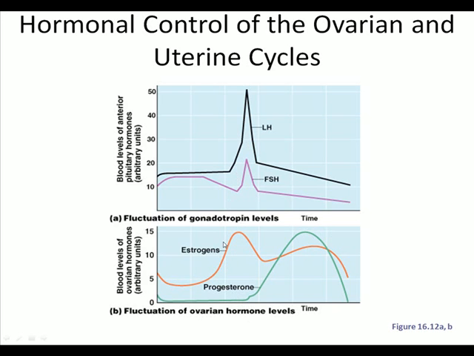You see a spike in estrogen right about the time of ovulation, just prior to ovulation. You see a big spike in progesterone after ovulation, which is what's being produced by the corpus luteum, which is the follicular cells that were left after ovulation.